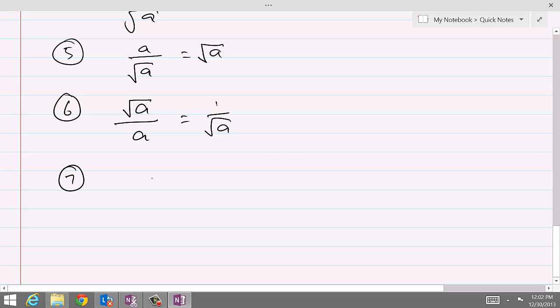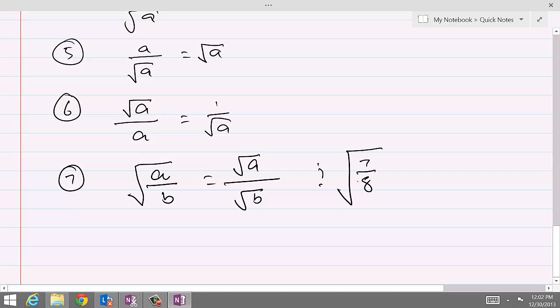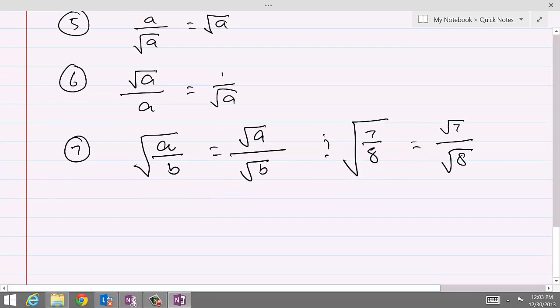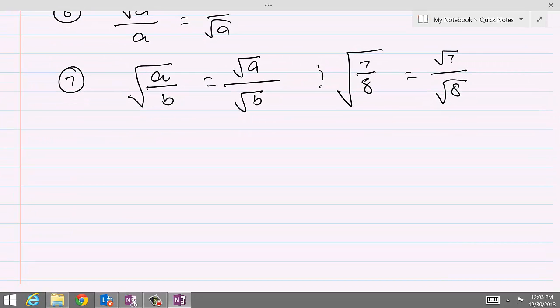Seventh, if you got a product of numbers or quotient of numbers, let's say a over b, it's perfectly fine if you take the square root of the numerator and denominator separately. For example, if you got 7 over 8 whole under root, remember this is all the way down, whole under root is equal to 7 under root over 8 under root. This is a very important property that you're going to use a lot in the calculations. That's why I particularly want to emphasize this.